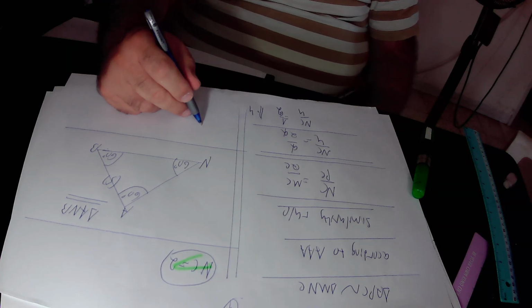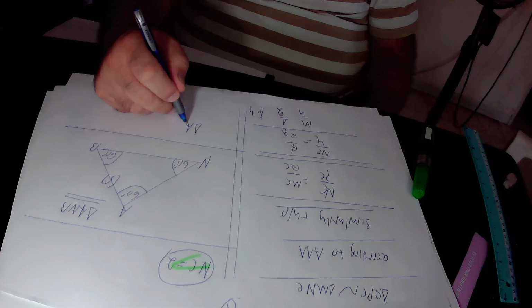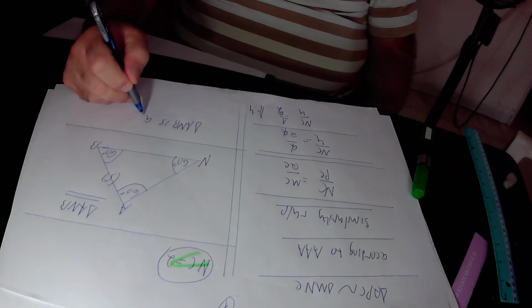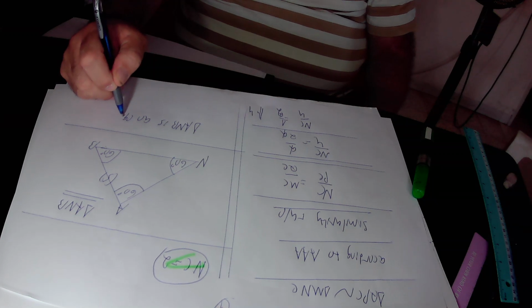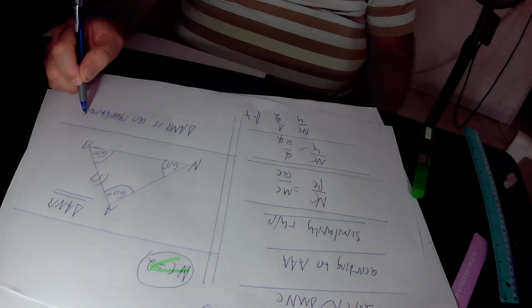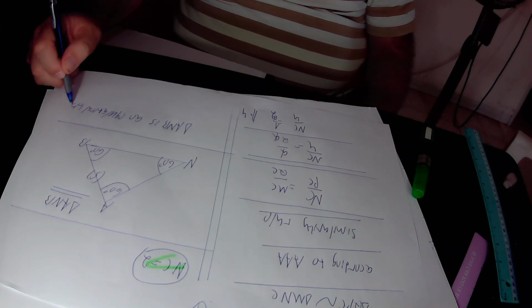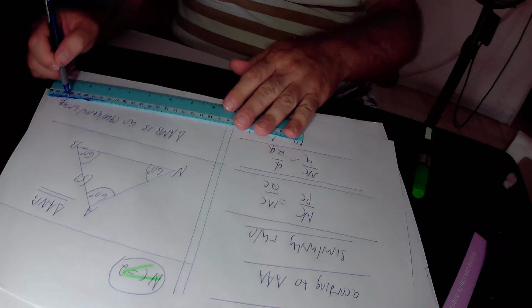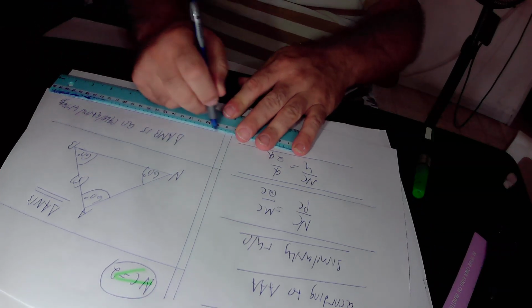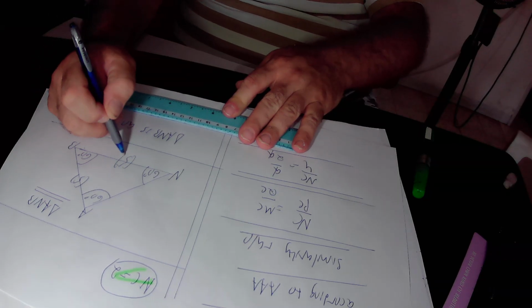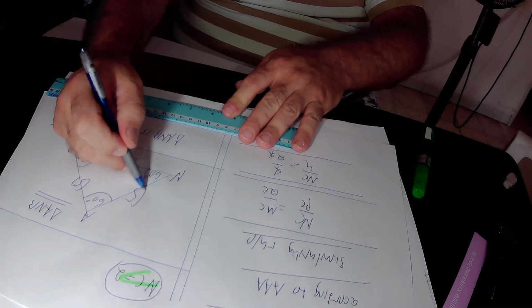So I write it now: triangle ANB is an equilateral triangle. That is to say, all of its sides are equal to each other. So AB equals 5, BN also equals 5, and AN also equals 5 units in length.